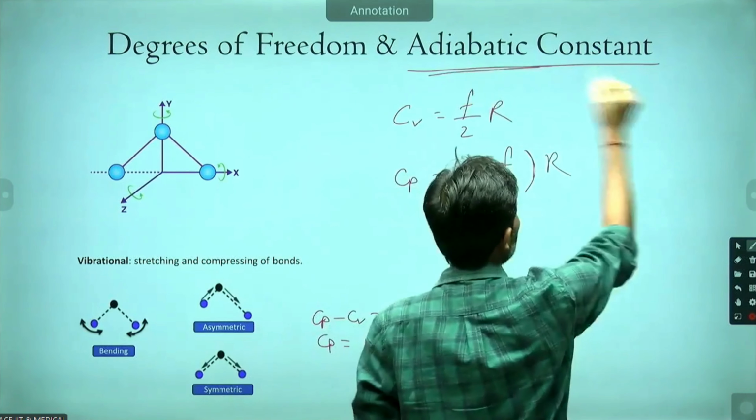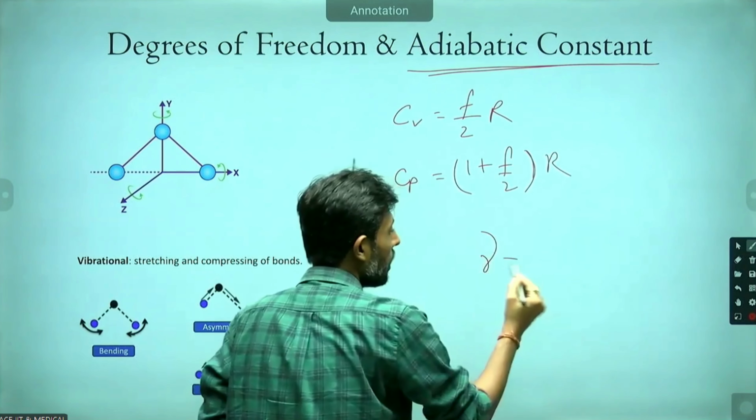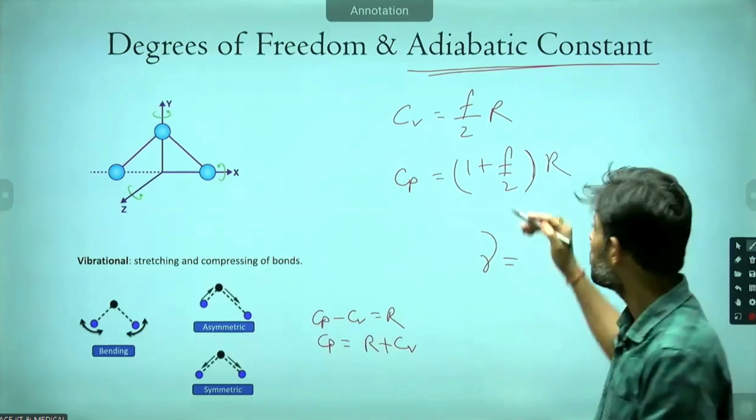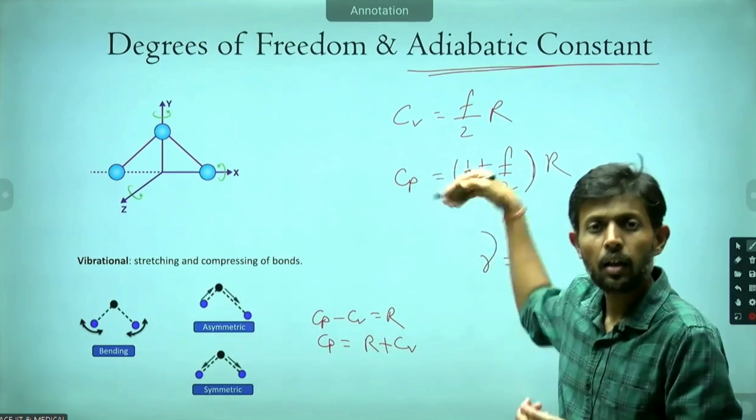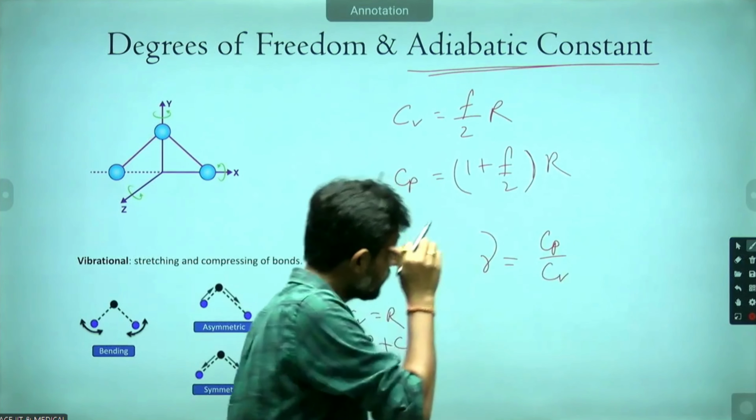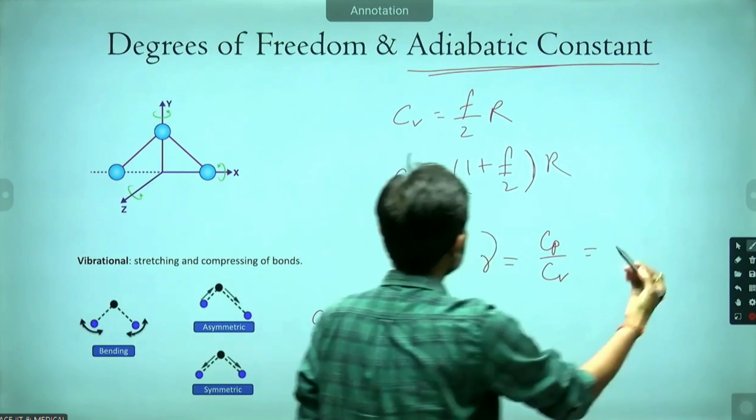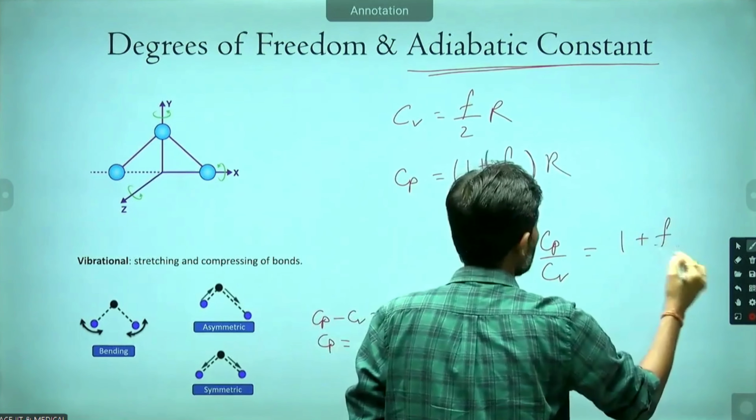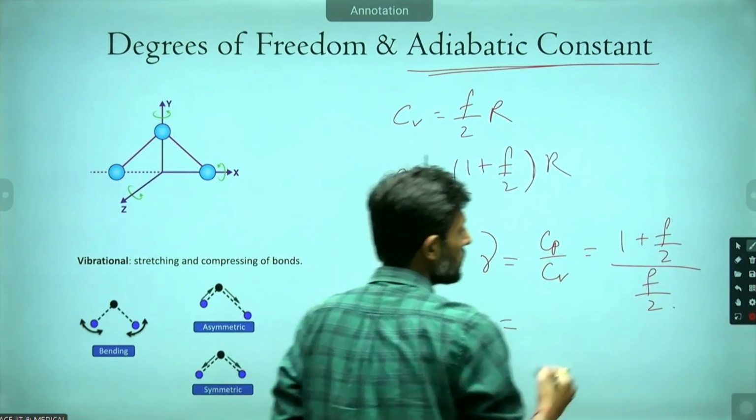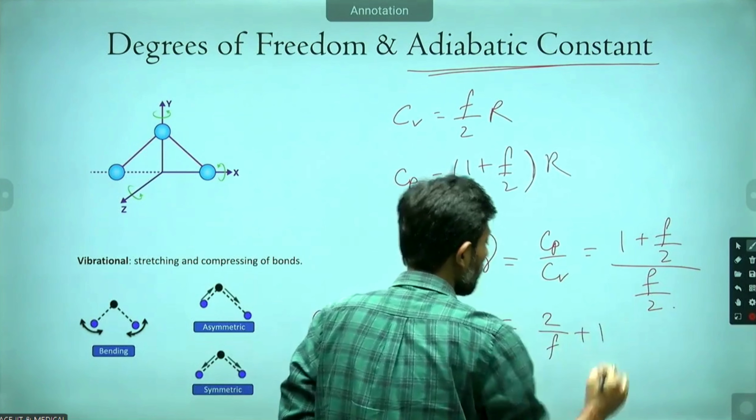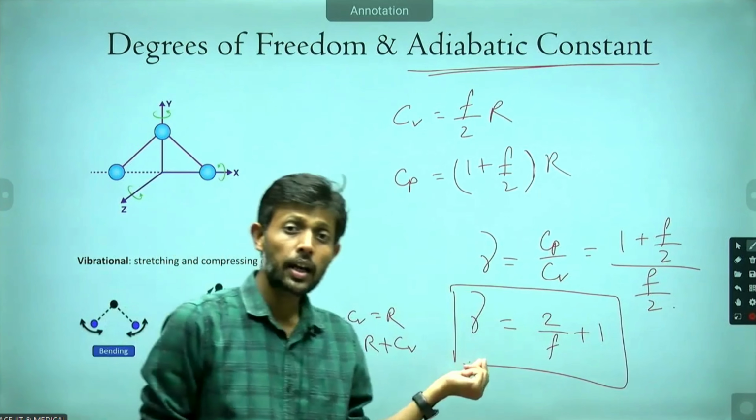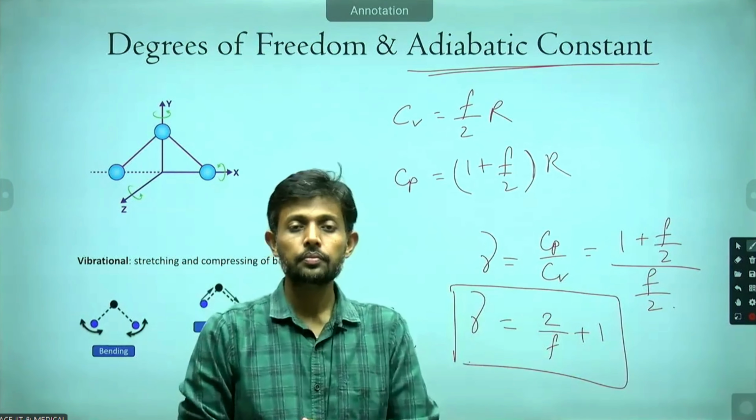Now, can you tell me how to get adiabatic constant gamma from Cp and Cv? Gamma, or the adiabatic constant, is the ratio of specific heat at constant pressure versus specific heat at constant volume. So Cp upon Cv. Let's see what we get. R R is going to get cancelled. We get 1 plus F by 2 upon F by 2. You solve this, you get 2 by F plus 1. This is your gamma. This is how the adiabatic constant is related to the degrees of freedom of a gas.